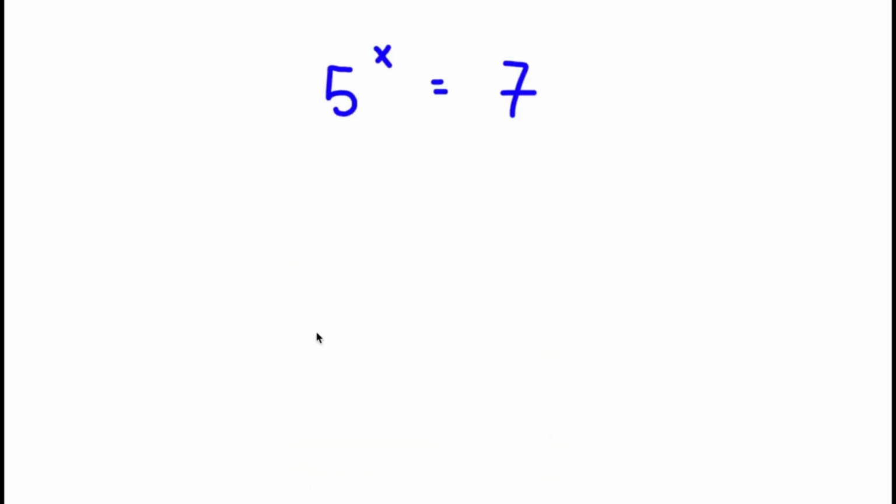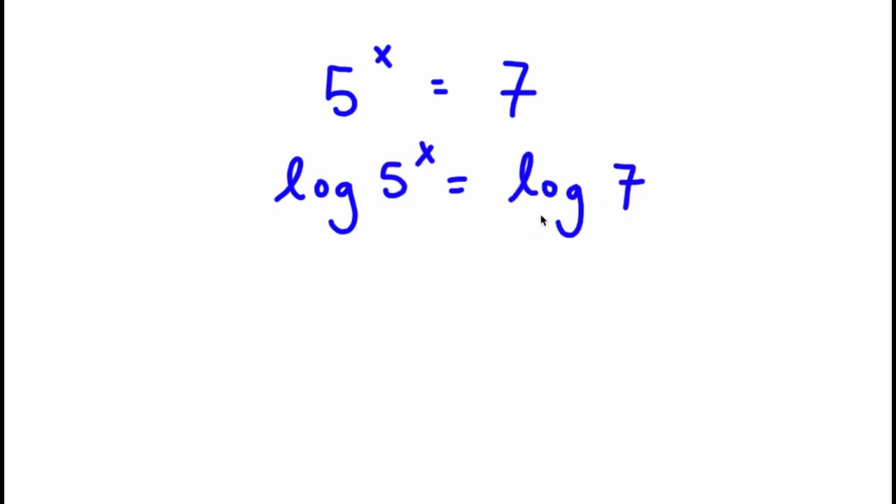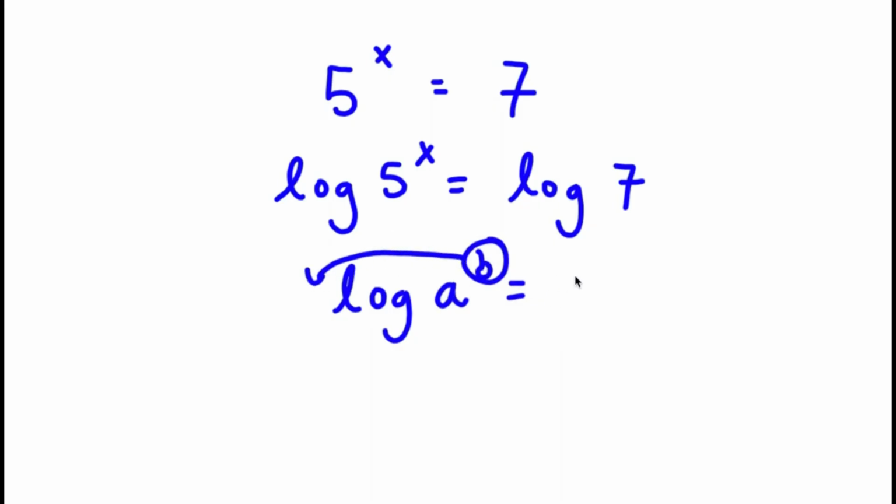Alright, so in this problem I have 5 to the power of x is equal to 7. So the first thing I'm going to do is take the log on both sides. So now I have log 5 to the power of x is equal to log 7. Now if I have something in the form log a to the power of b, I can simply move this exponent b to the front. So this is going to equal b times log a.